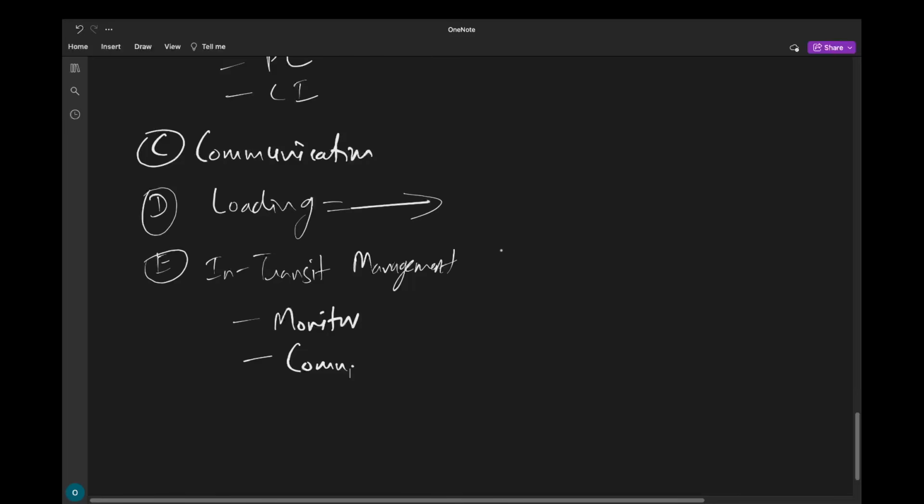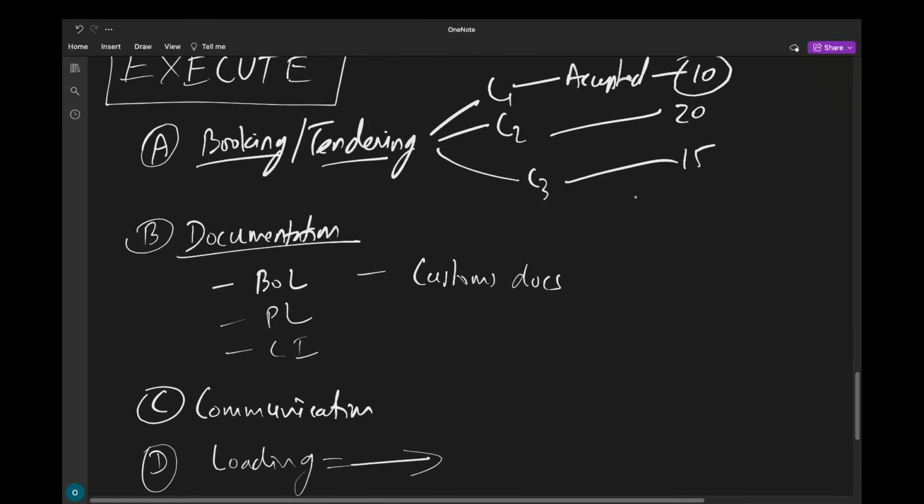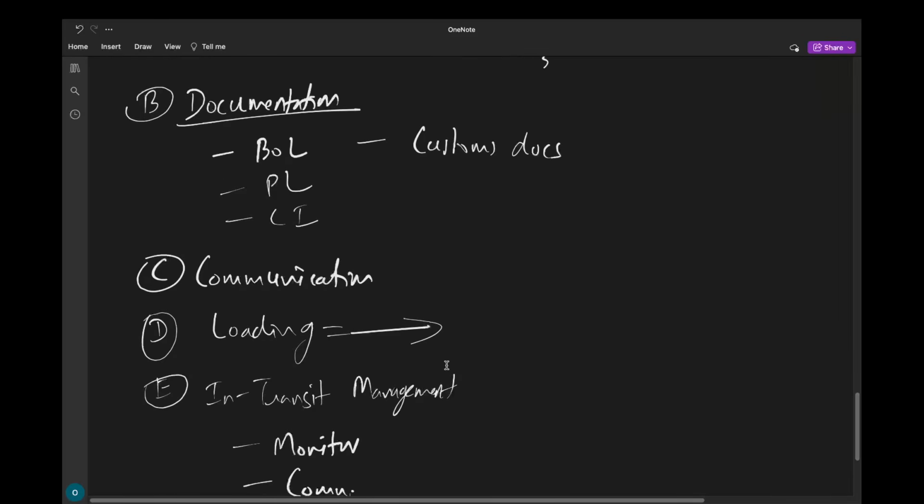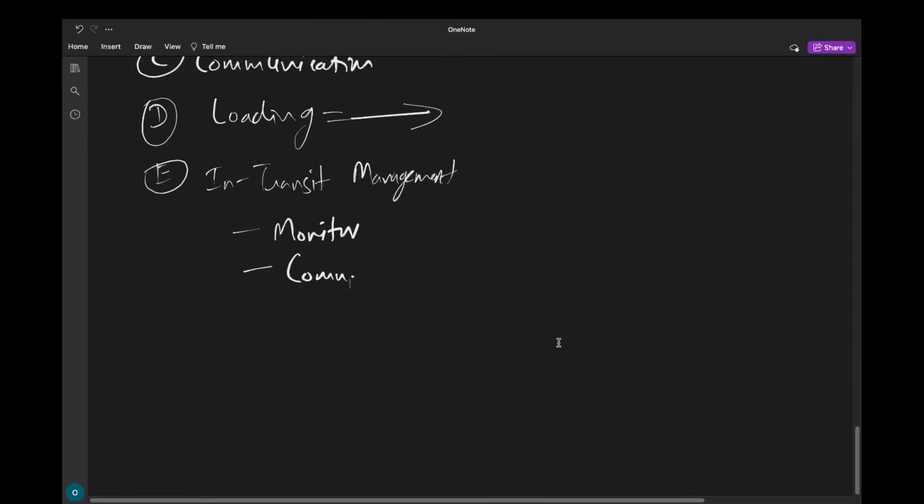So in the execution also, these five major things are done. One is booking and tendering, then documentation, communication, loading, and in-transit management. Now we will do tracking.